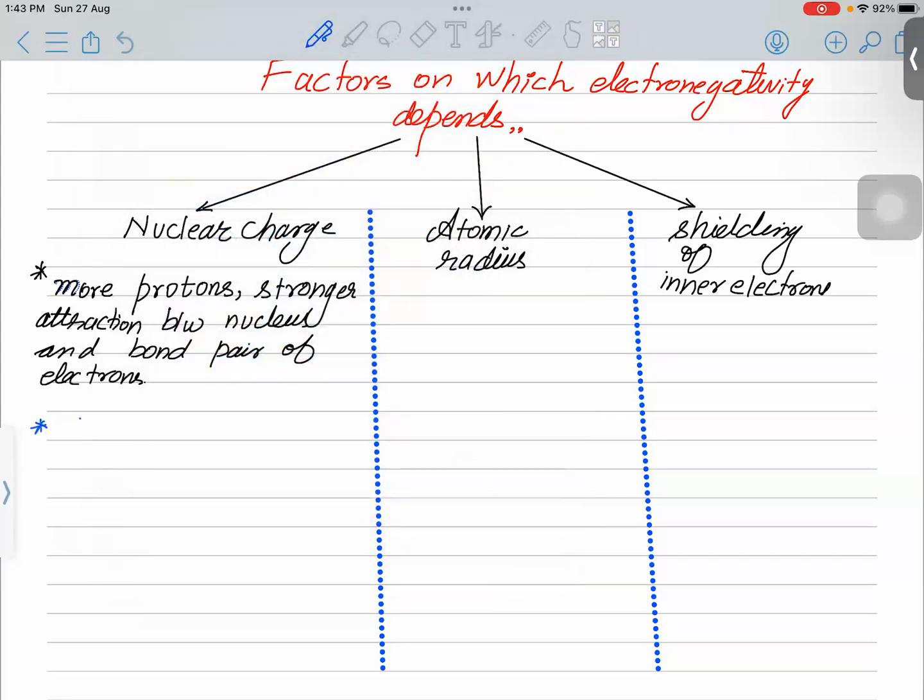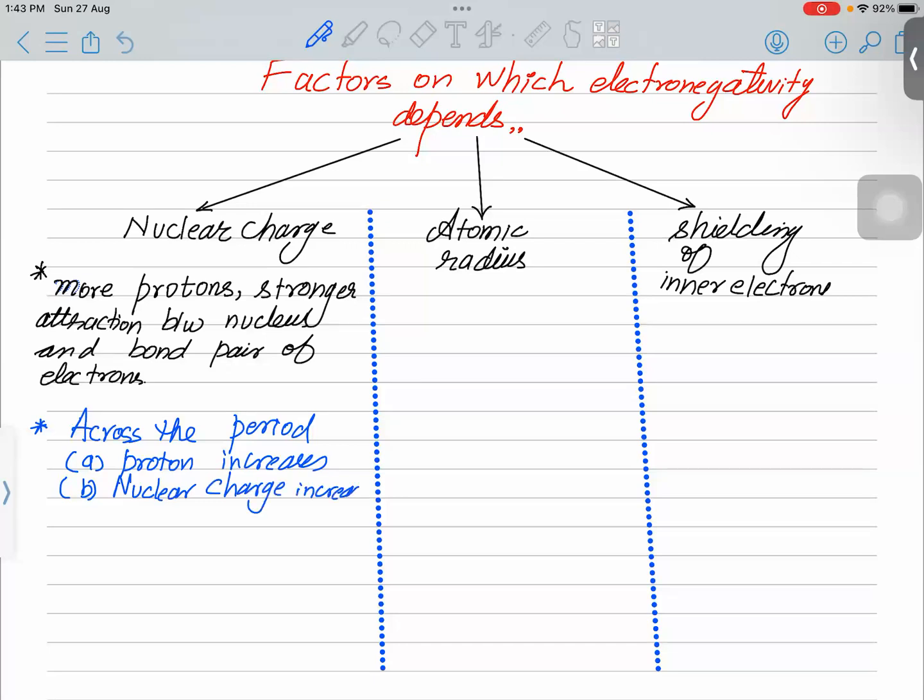Number two, across the period. Number one, proton number increases. Number two, nuclear charge increases. Nuclear charge means proton. Number three, nuclear attraction increases.